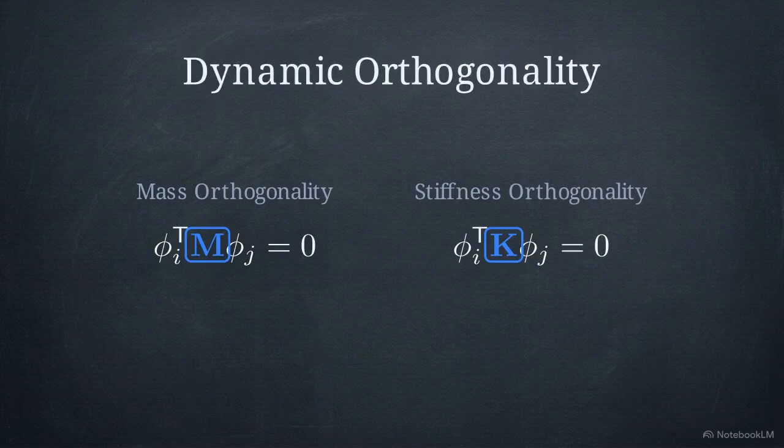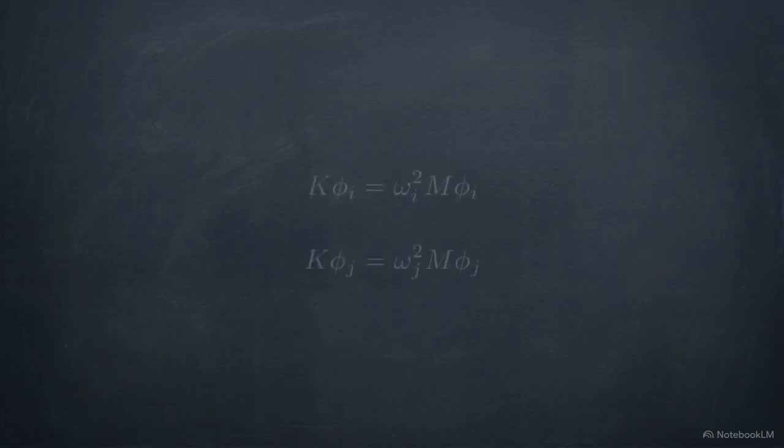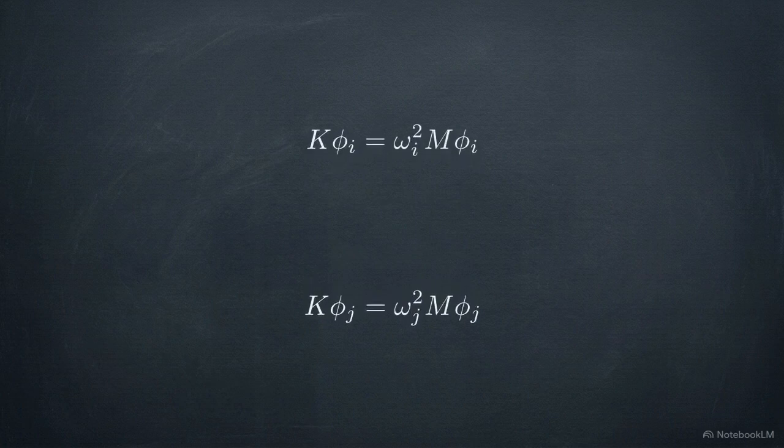This is the definition of orthogonality in a dynamic system. Standard geometric rules do not apply here. The separation of modes depends entirely on the physical parameters of the structure itself. We can prove this by comparing the equations for two different modes, I and J.